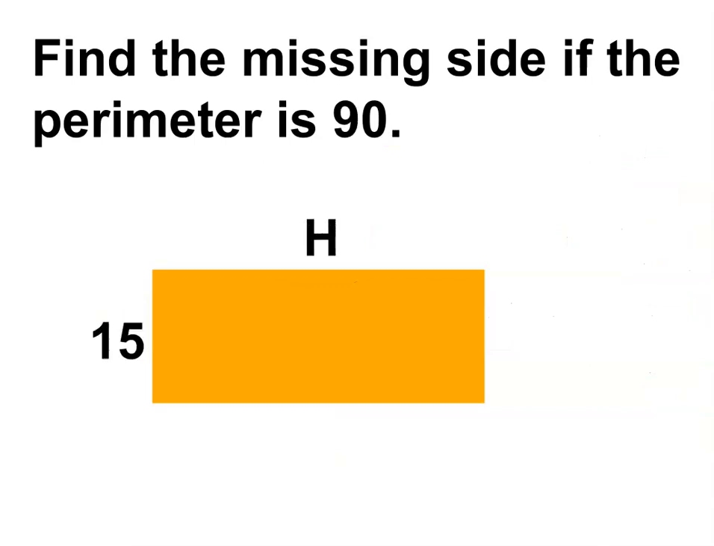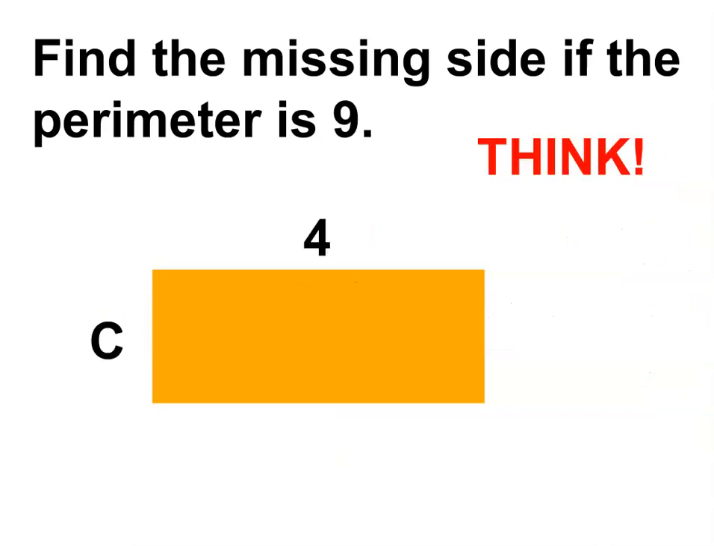I'm going to skip ahead a little bit. This one's a little bit tricky. So my whole perimeter is only 9. And the top is 4, so the bottom must be 4. And that side is C, so this must be C. 4 plus 4 is 8. So I've used up 8 of the 9. 9 minus 8 gets me 1.